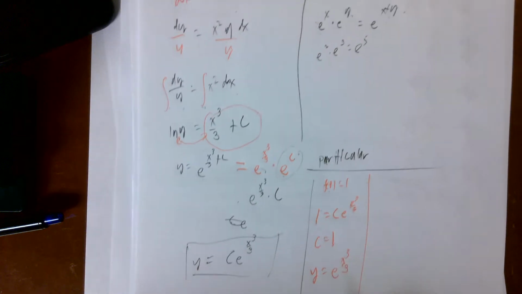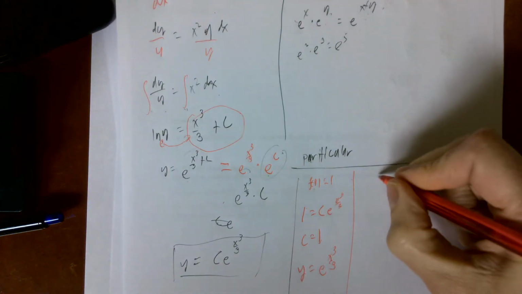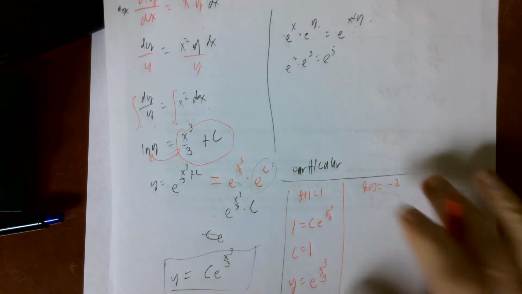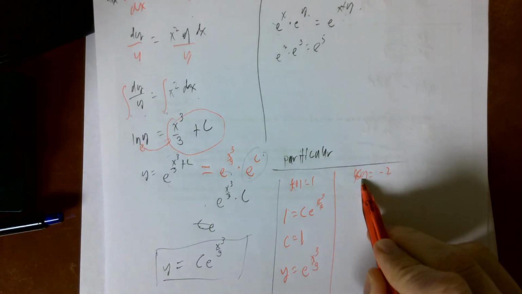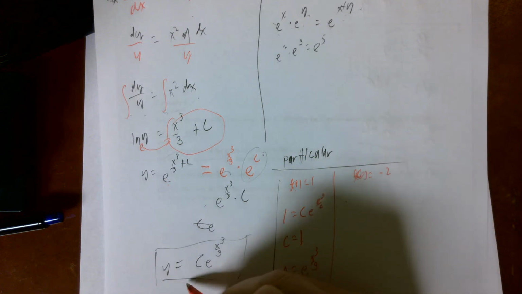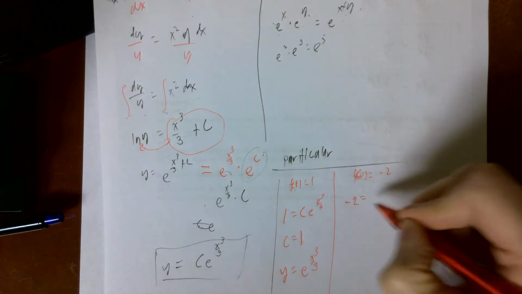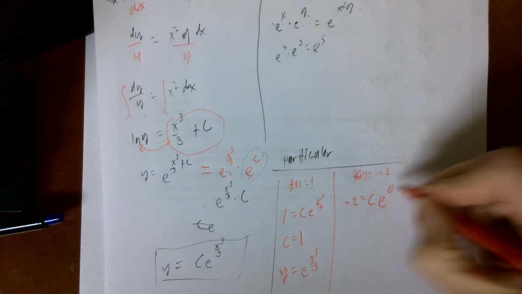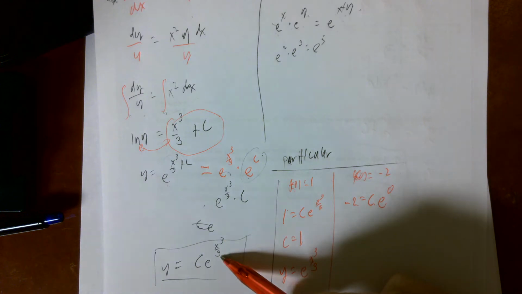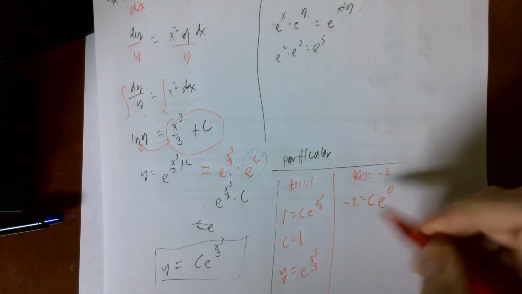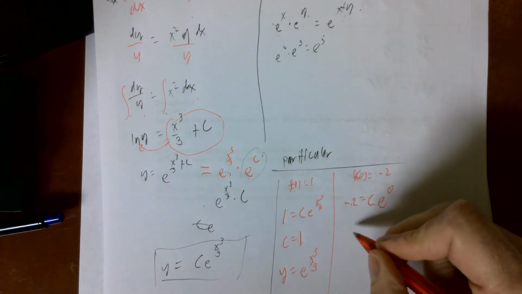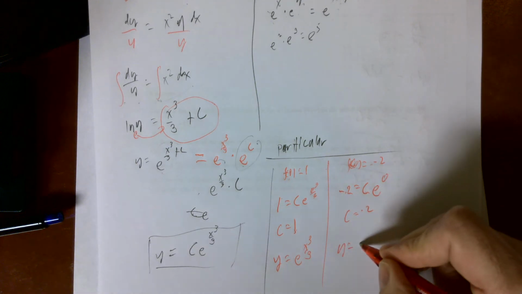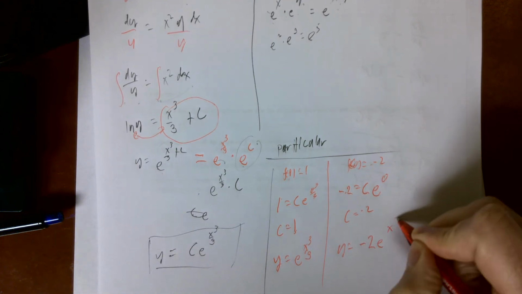The other particular solution, they tell us that f of 0 is equal to negative 2. And so this is saying when you plug in 0, you better get negative 2. So using my general solution, negative 2 is equal to c e to the, well, that ends up just being 0 because 0 cubed over 3 is still 0, and e to the 0 is a big fat 1, and so I now know that c equals negative 2. So my particular solution in this case is y is equal to negative 2e to the x cubed over 3.